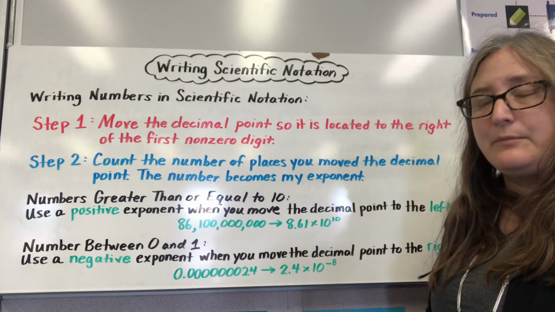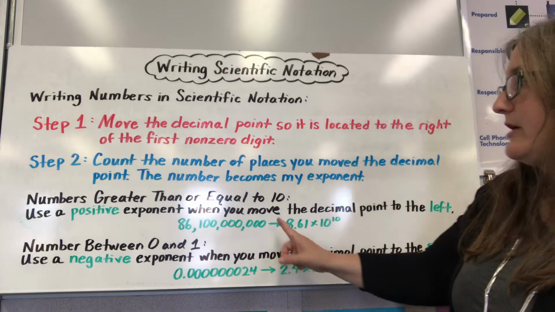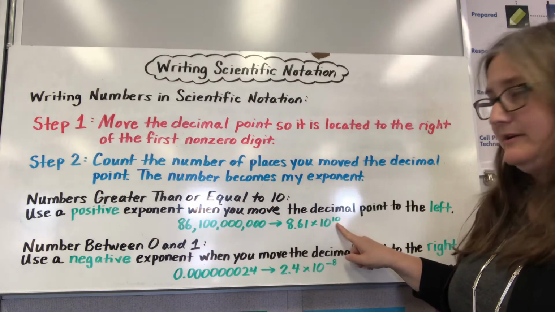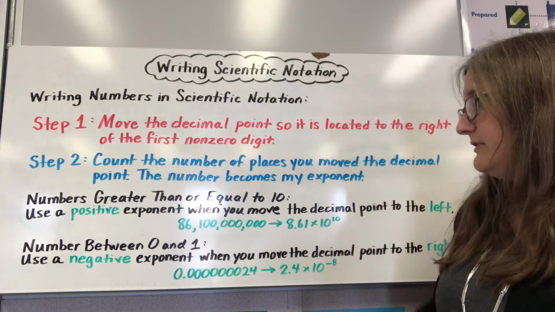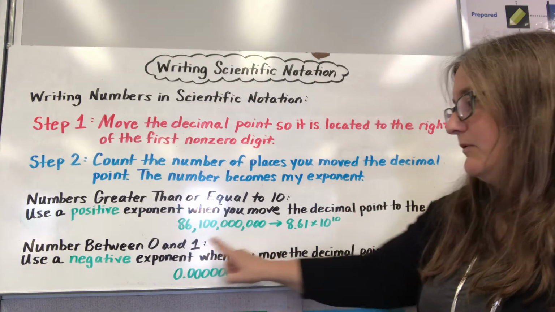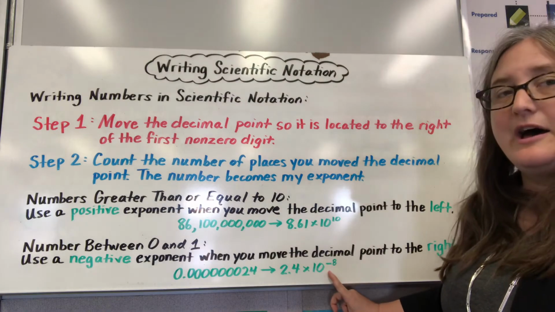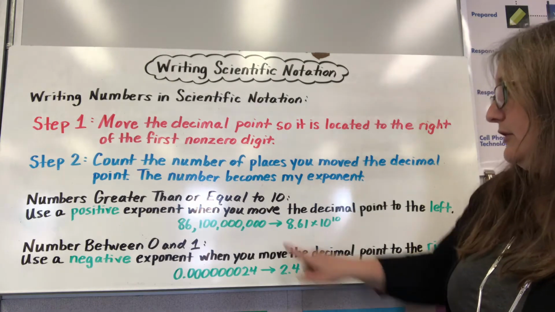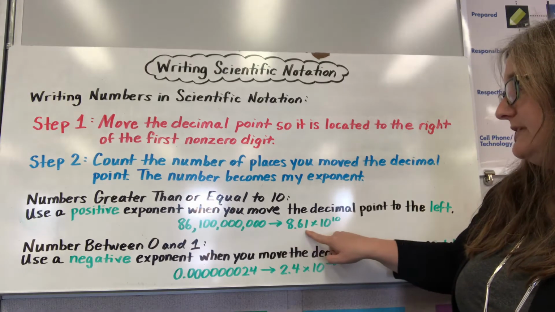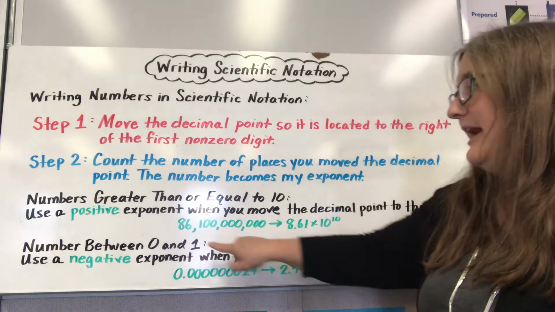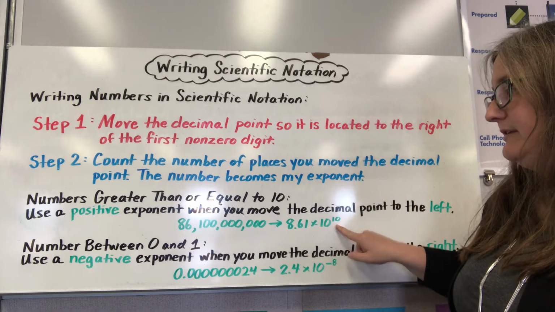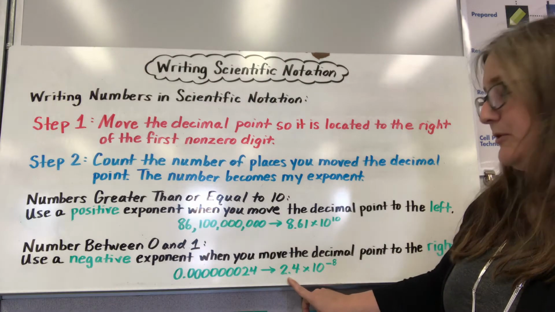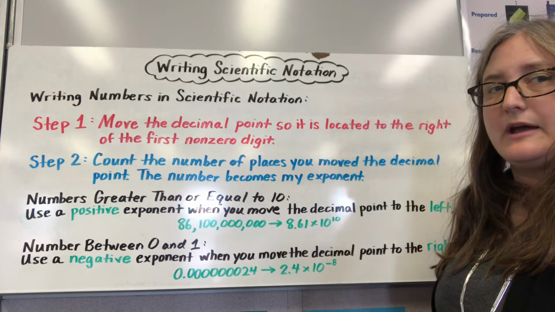If the number that I began with was a large number greater than 10, my exponent is going to be positive. If the number that I started with was a very small number between 0 and 1, I'm going to have a negative exponent. Basically, when I move that decimal, in order to create my factor of 8.61, if I move the decimal to the left, I'm going to have a positive exponent. If I have to move my decimal to the right to create this factor of 2.4, I'm going to have a negative exponent.